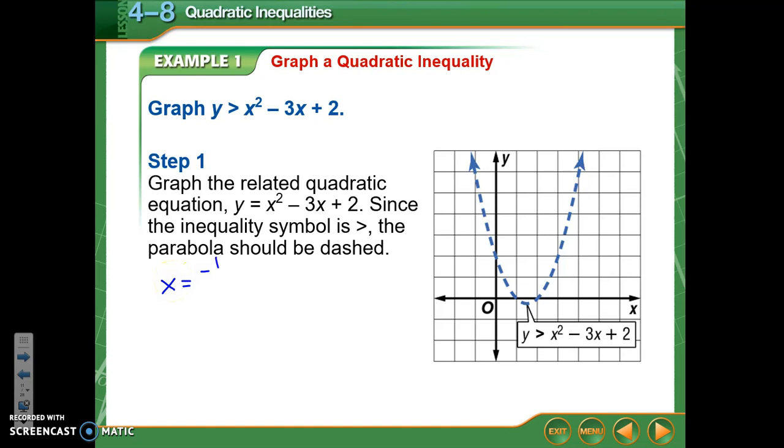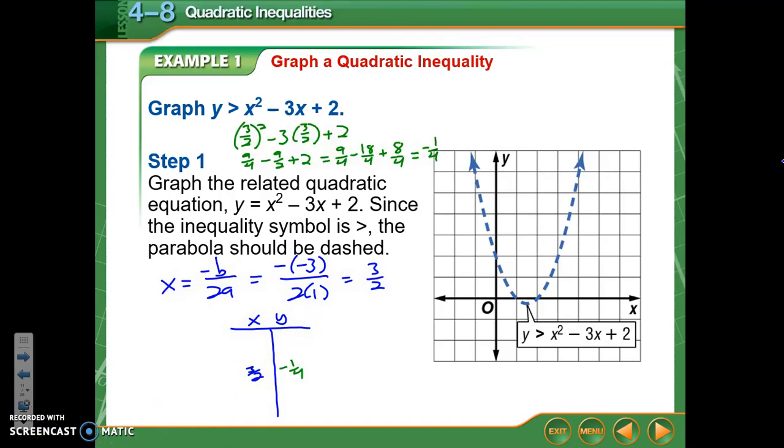You could do x equals negative b over 2a. So x equals negative negative 3, so positive 3 over 2 times 1. So that would be 3 halves. And then if we were going to plug that in to a table of values, we put 3 halves in the middle. And when we plug in 3 halves, we get negative 1/4. And you can see the work up here. Remember, 3 halves is 1.5, so if I was going to plug in one number bigger and one number less, I would plug in 2 and 1.